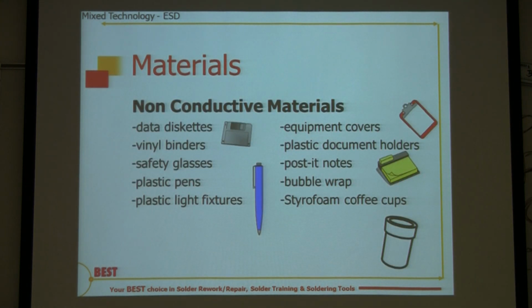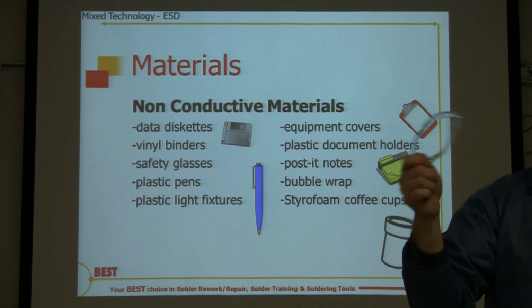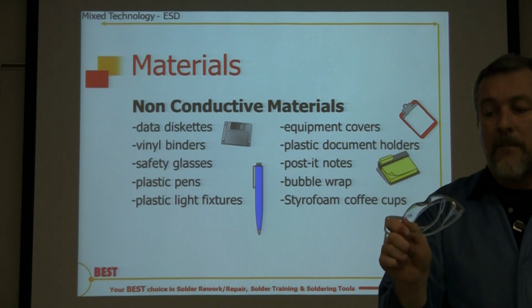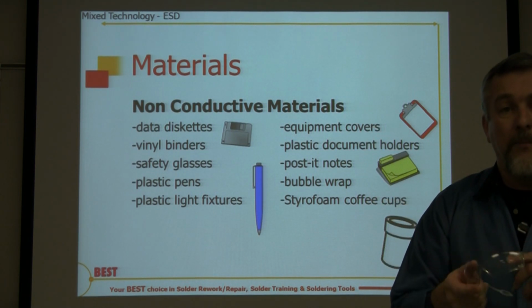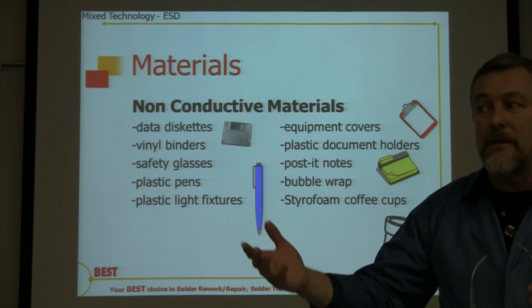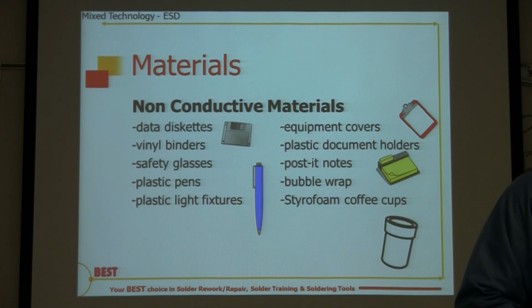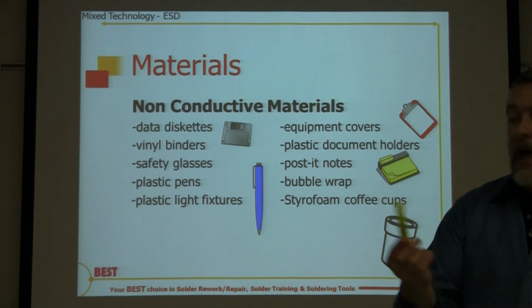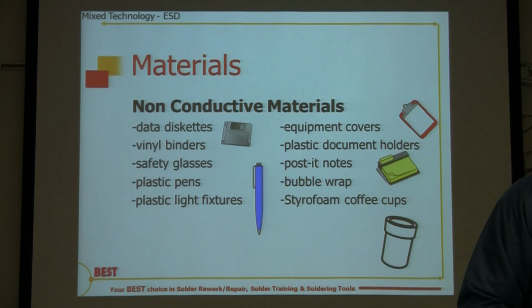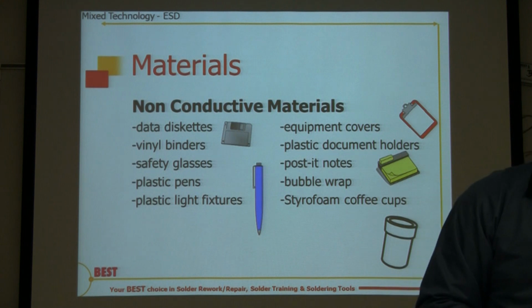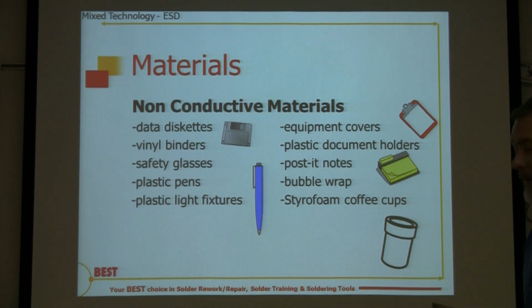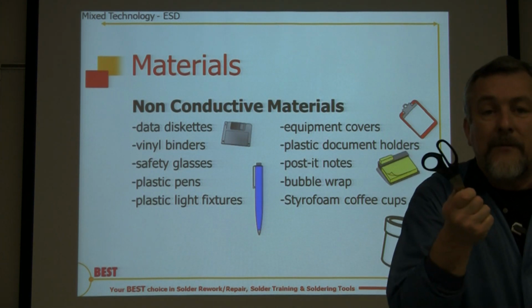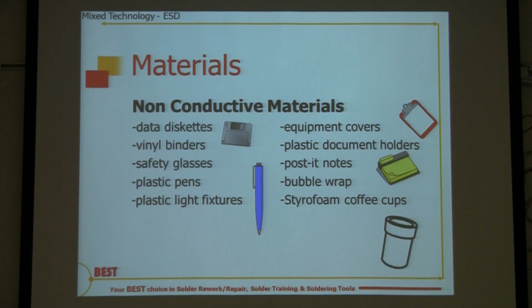Non-conductive materials: data diskettes, vinyl binders, safety glasses. We have to have them in our workspaces a lot of times, but make sure that you wear them properly and that you wear your wrist straps, in a great environment to work in. Plastic pens. How about highlighters? Post-it notes. These are a lot of things that we see in our environment and we've got to be careful with. Oh, scissors. We have to cut things once in a while, so we've got to be careful with that also.